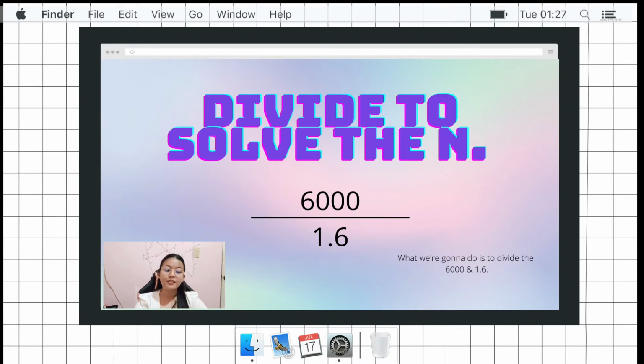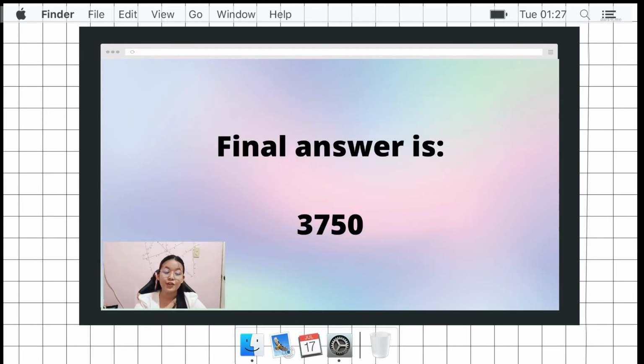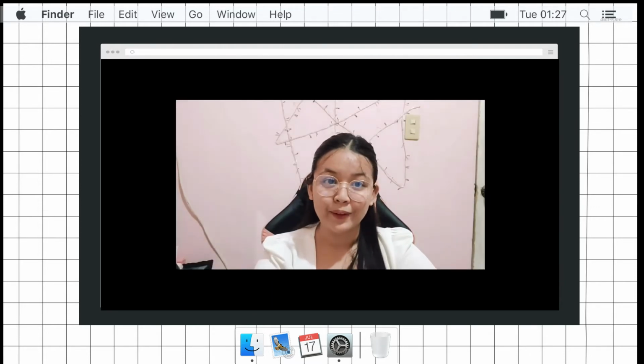Next is to divide to solve for n: 6,000 over 1.6. What we're going to do is divide 6,000 by 1.6. And the final answer is 3,750. So that's all for our first example.